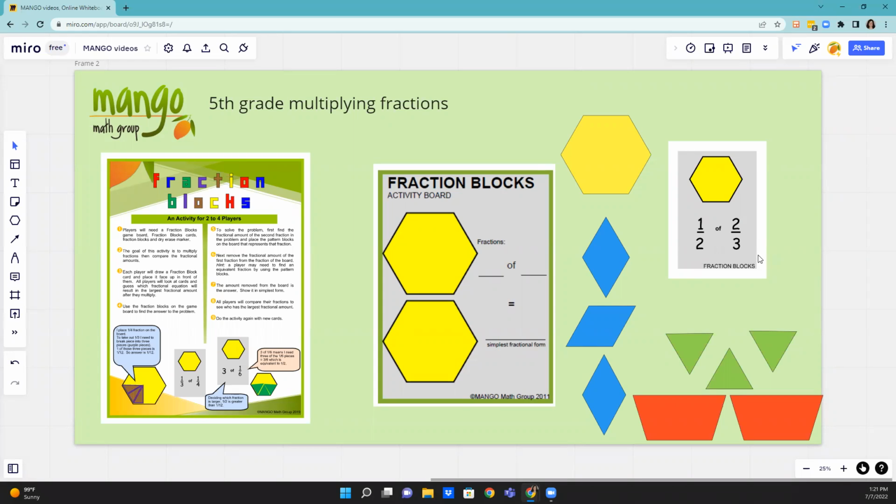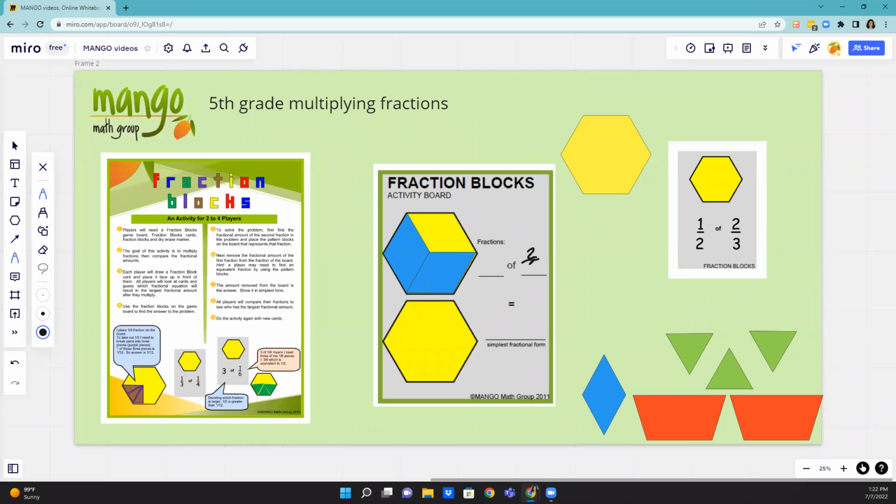So what I want students to realize is that when you're multiplying fractions, you are actually taking the sentence of one half of two thirds. So we want to start with two thirds. We're going to put up two of these blue pieces to represent two thirds, because it takes three pieces to fill that whole space up. So we're going to put our two thirds here.